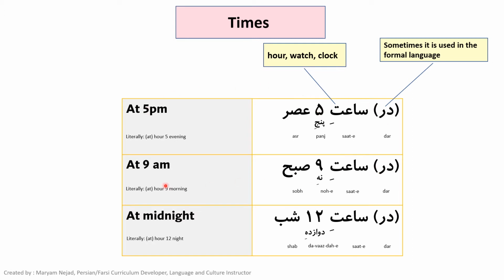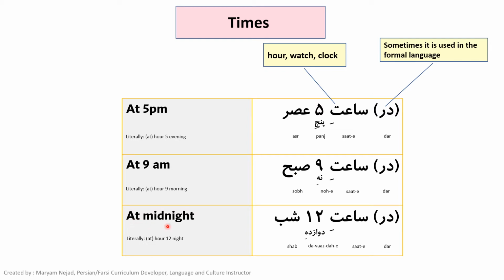Or for example, you want to say at 9 a.m. Dar, which is optional, ساعت 9 صبح. Or in the spoken language, I would just say ساعت 9 صبح. And also, as you remember from the previous lesson, in Persian we don't have PM or AM, so you have to specify it. For example, 5 PM falls under evening time, right? So it would be Asr. Or 9 AM falls on the morning time, so it would be Subh.